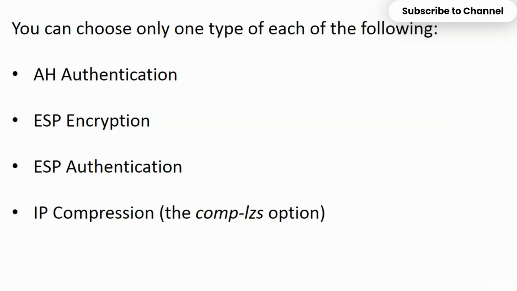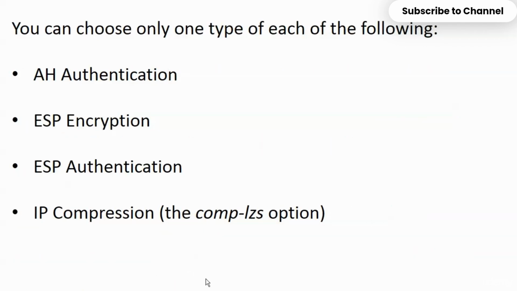Now of those, and I know it's an overwhelming list at first, but hang in there. At first, you can only choose one type of each of the following. If you're choosing AH authentication, you can pick one. ESP encryption, one. ESP authentication, one. And then finally, IP compression, the comp-lzs option, there's only one there, so that's all you could choose.